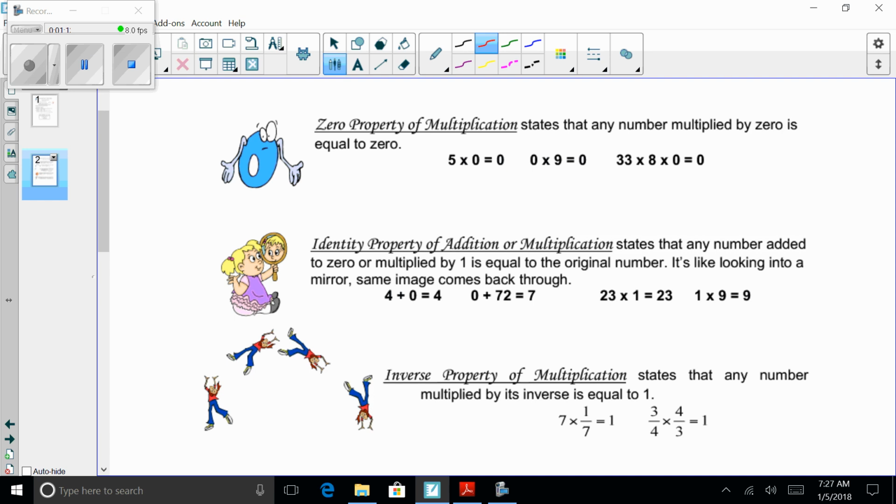So if we look at our first property, it's the zero property of multiplication, and it states that any number multiplied by 0 is still 0. You guys know that. That's something that you learned a long time ago in your multiplication class, but it is in fact a property.